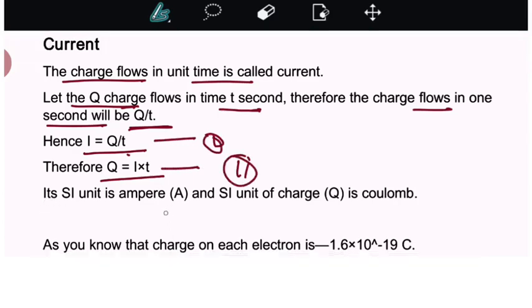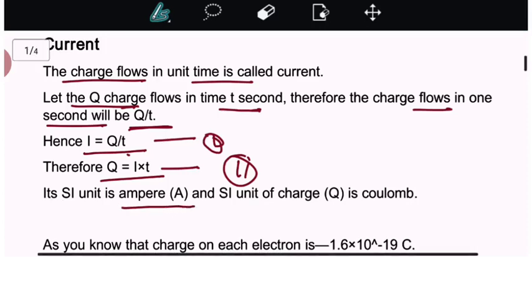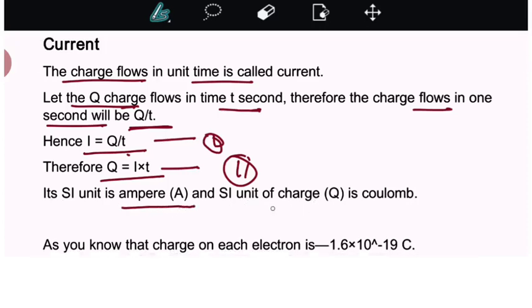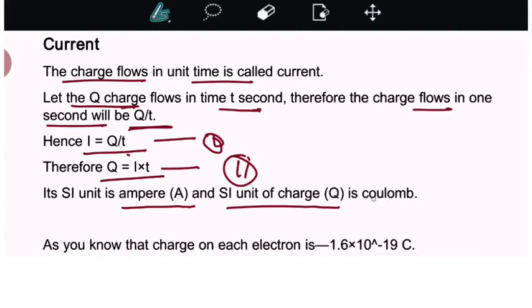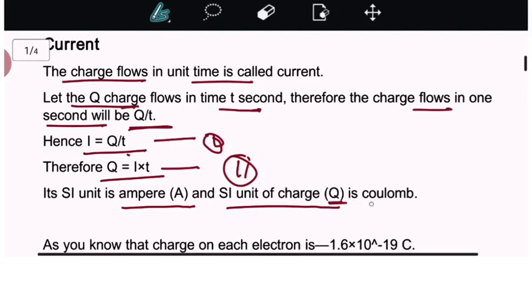Its SI unit is ampere and SI unit of charge is coulomb, C. You have read. Ampere is indicated by capital A and charge is indicated by capital C, means coulomb.